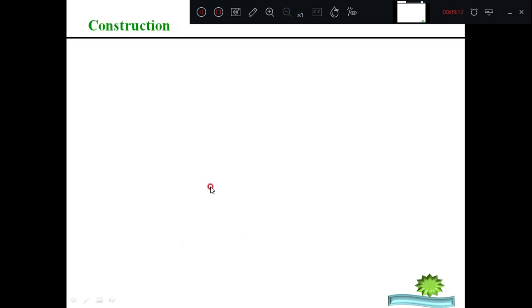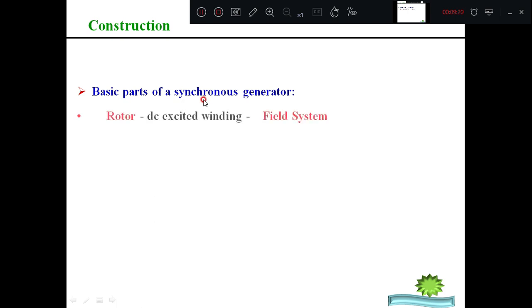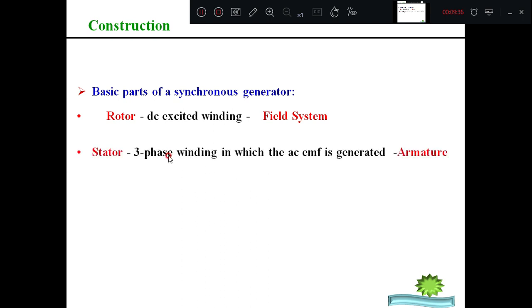Then, the construction of the alternator: there are two parts. We know that the basic parts of synchronous generators are basically a rotor. I told you in the case of an alternator, the rotor is the field system. The rotor is a field system, that is, it is excited by the DC winding. And the stator is a three-phase winding in which the AC EMF is generated, and it is called the armature. That is, the rotor is a field system, whereas the stator is an armature in which voltage is induced.